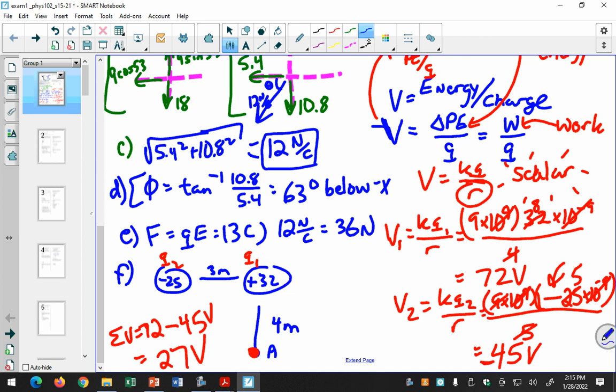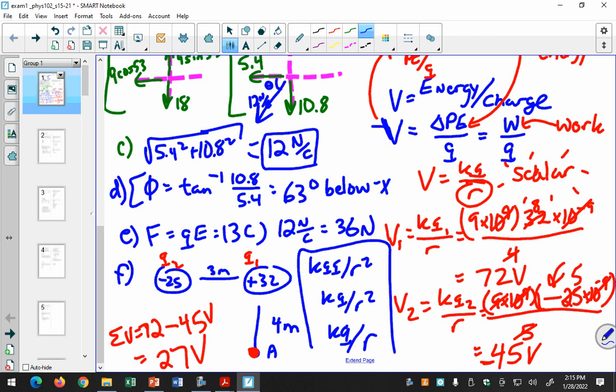I have kQQ over r squared, that's my force, kQ over r squared, that's my electric field, and then kQ over r, that is my potential. So those equations all look similar. That's force, electric field, and potential. They look similar because they're all based on Coulomb's law, by the way. As we saw in class, they're all derived from Coulomb's law, and so they look very similar.